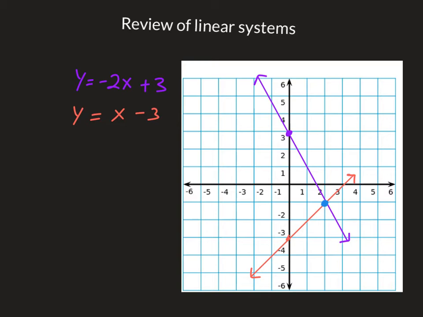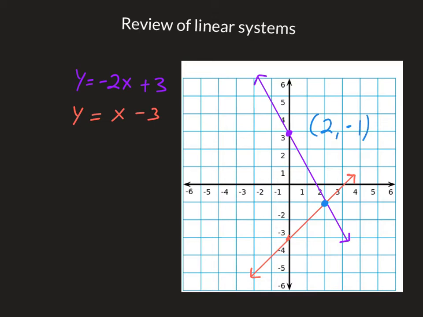So let's start off with a review of linear systems. Here we have two lines, so we have a linear system, and I want to talk about what their solution is. We can actually see exactly where they're going to intersect, and that is the solution, where they intersect. So they intersect at the coordinate point (2, -1).